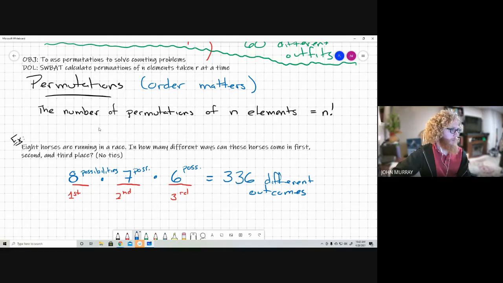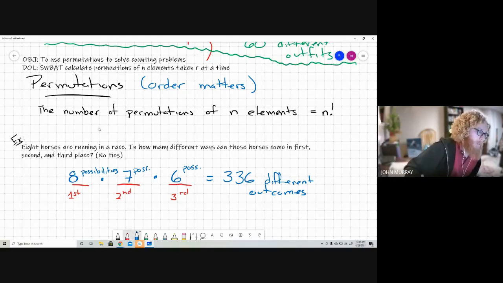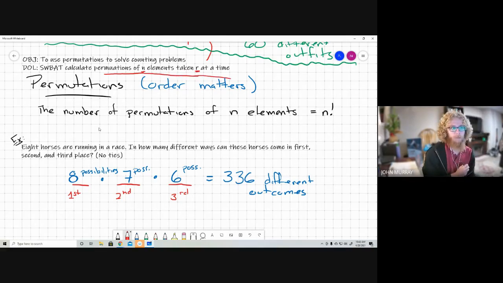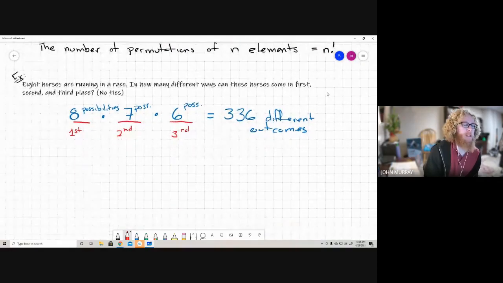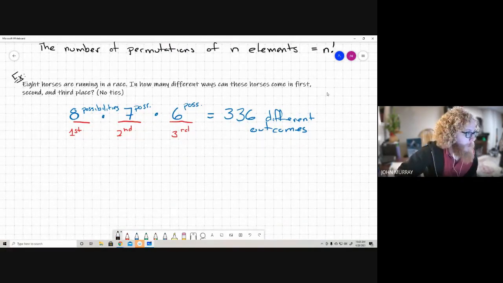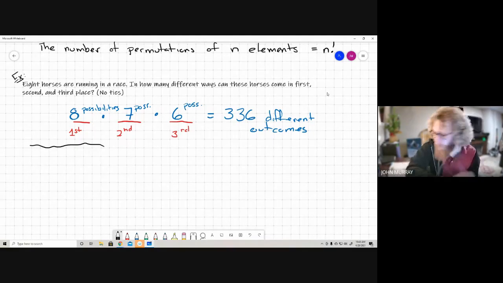So this is a specific set of permutations, and we have it up here. It's the permutations of n elements taken r at a time. And luckily we do have a quicker way to do it, or a quicker way to represent it, I should say. So let's see.